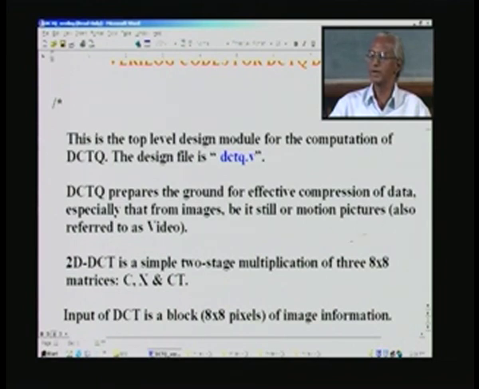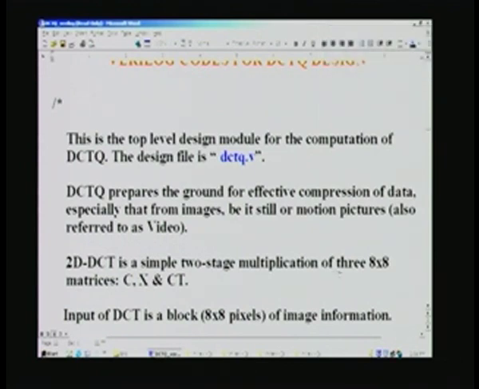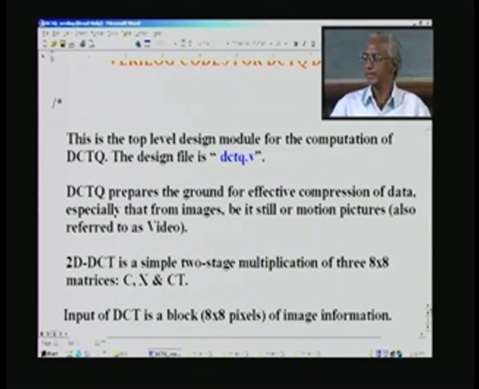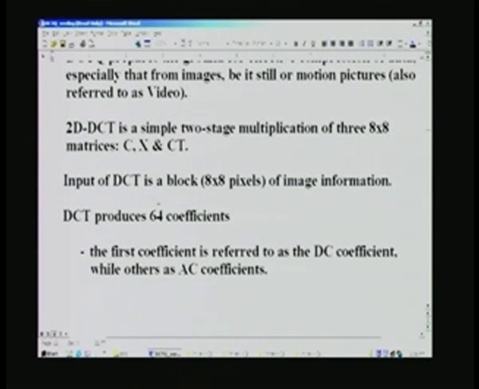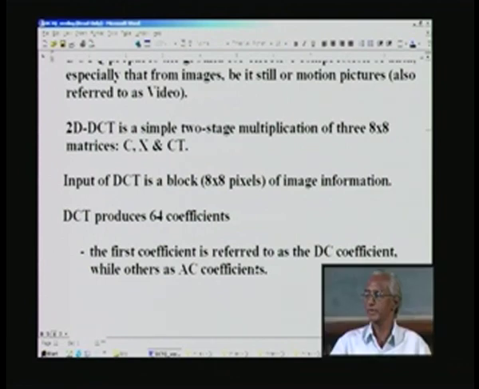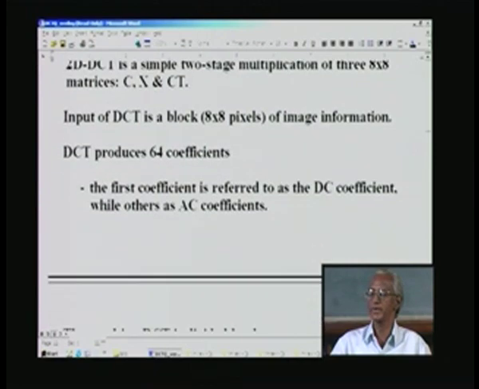The motion pictures are also referred to as video sequence, and 2D DCT is a simple 2-stage multiplication of 3 8 by 8 matrices C, X and C transpose, which you have already seen earlier. The input for this DCT is a block, which we have seen in the image just now, and it is 8 by 8 pixels as mentioned before. DCT produces 64 coefficients. The first coefficient is known as the DC coefficient, while the other 63 are known as AC coefficients.